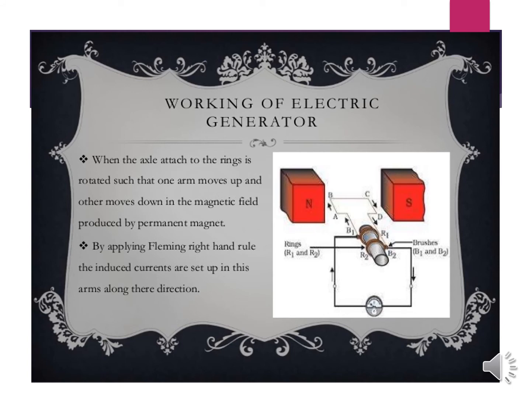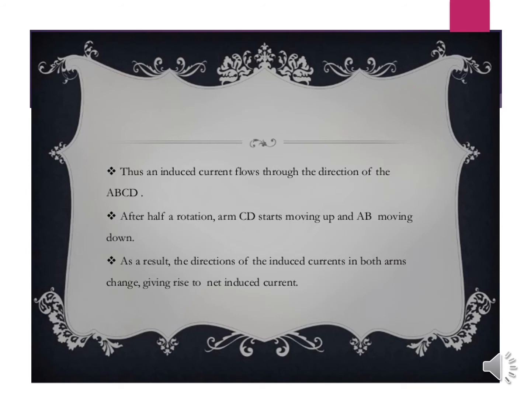Working of electric generator. When the axle attached to the rings is rotated such that one arm moves up and the other moves down in the magnetic field produced by a permanent magnet, by applying Fleming's right hand rule, induced currents are set up in these arms along their length. Thus an induced current flows in the direction ABCD. After half a rotation, arm CD starts moving up and AB moving down. As a result, the direction of induced current in both arms changes, giving rise to a net induced current.